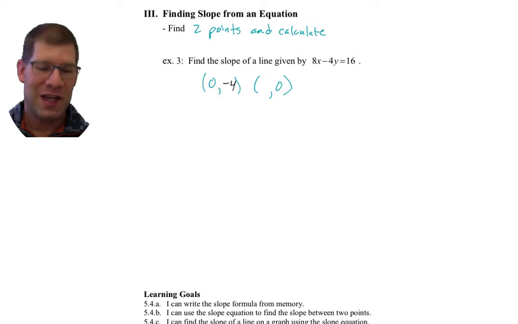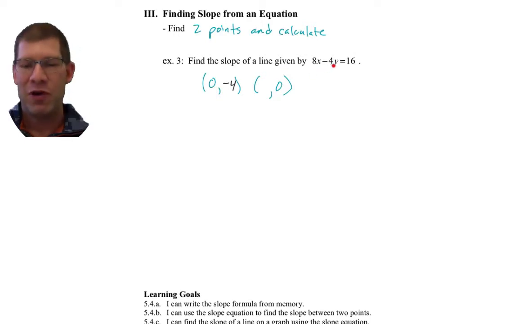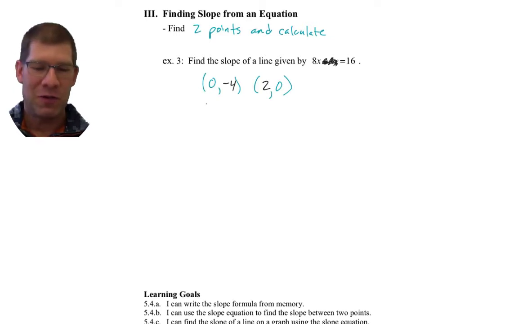So then we could do that same thing for this other one. I could take the 0 here and put it in for y. When I do that, this drops out. So I have 8x minus 0, or just 8x equals 16. Divide both sides by 8, and you get a 2. Now we can go back to that same equation we were doing before.